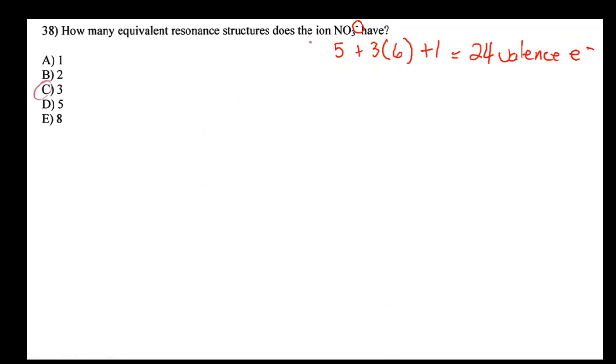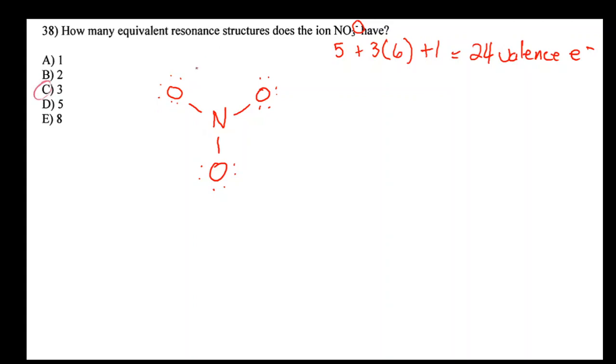Then in the center, we'll put the least electronegative, so that's N. And then we put a single bond to each O. And then we fill in the octets. 1, 2, 3, 4, 5, 6. So if we're looking here, this is our 24 valence electrons. Now essentially what we want to do is try and minimize formal charges.